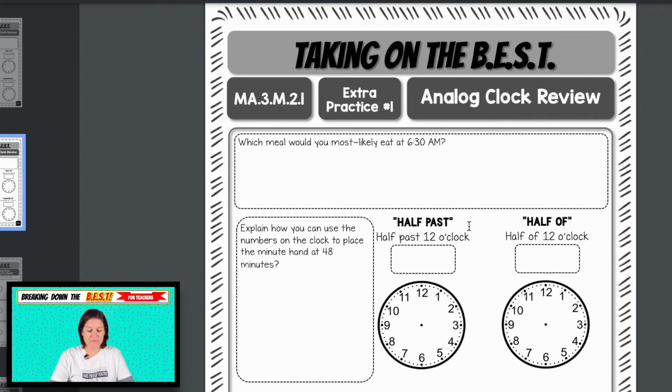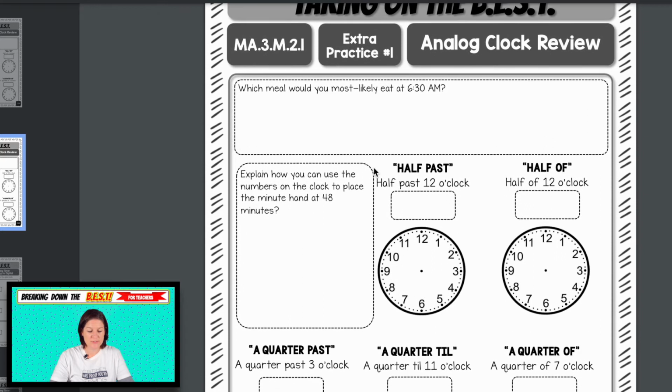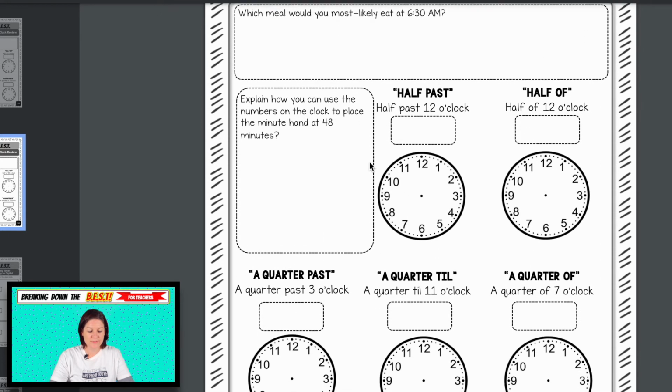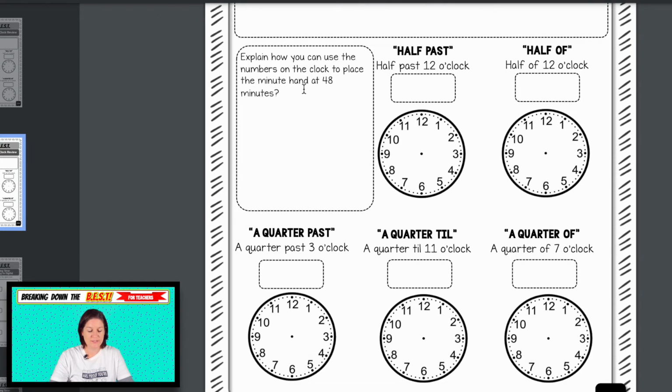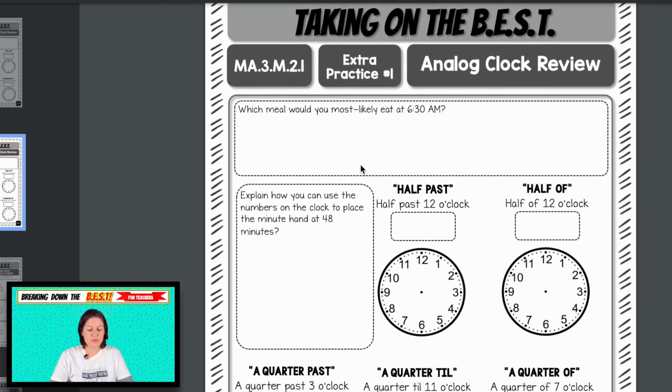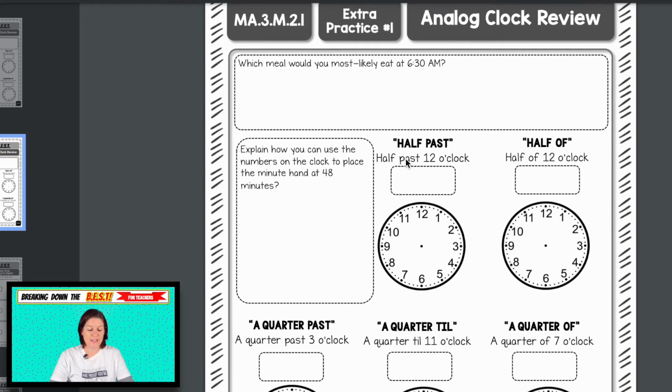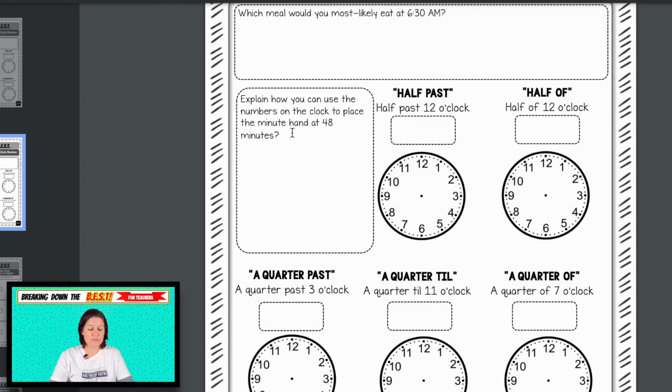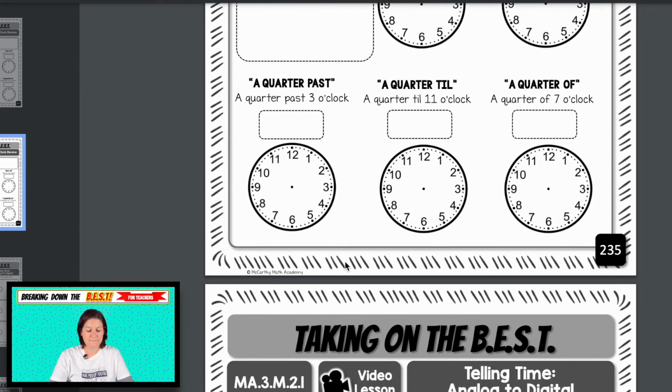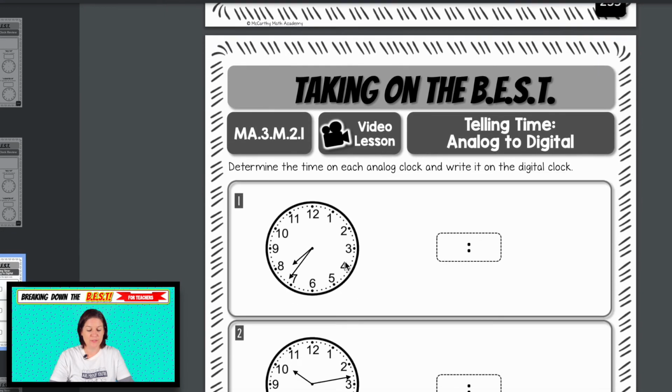Then, if you have the silver or the gold plan, you have access to the extra practice pages. Okay, with a little bit more practice, it says here, which meal would you most likely eat at 6:30 a.m.? Explain how you can use numbers on the clock to place the minute hand at 48, so using it in words. Same kind of thing as what we did in the video lesson.